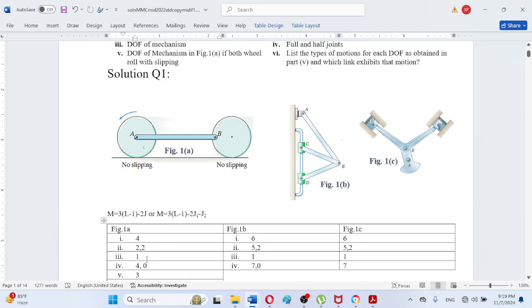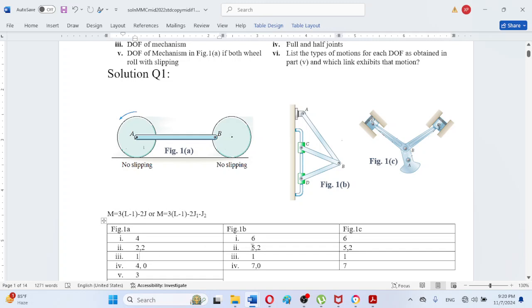From this will be subtracted the DOF that will be removed with the help of the full joints in the fourth row. There are 4 full joints, and each full joint removes 2 DOF. So 2 multiplied by 4 will be 8. So 9 minus 8 will be equal to 1, so this will be 1 DOF.